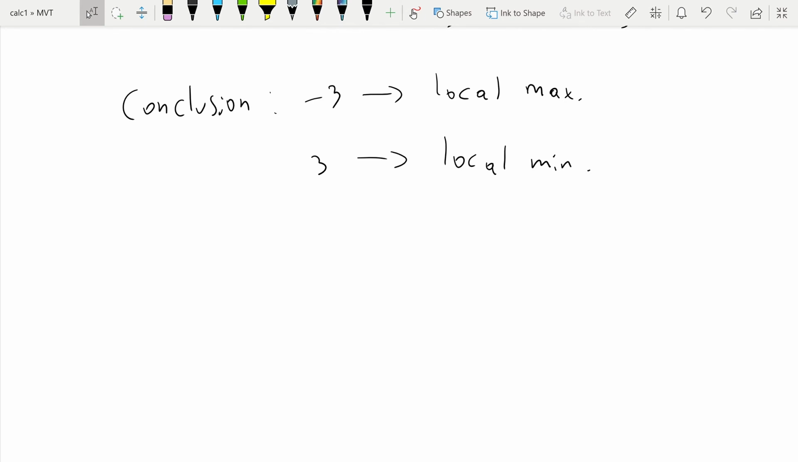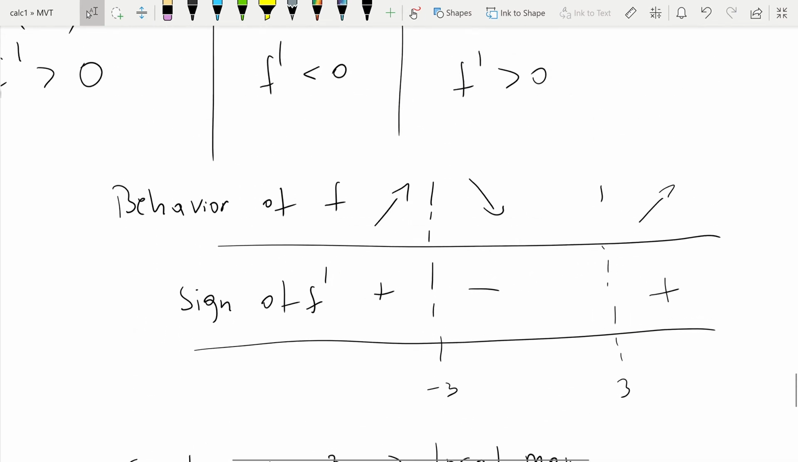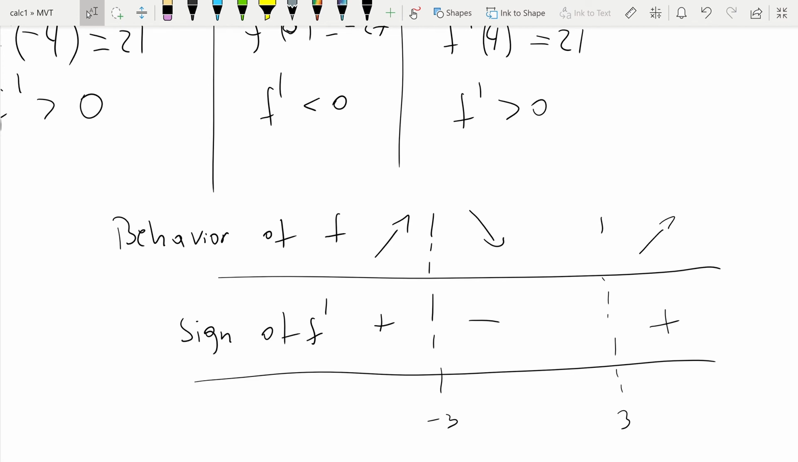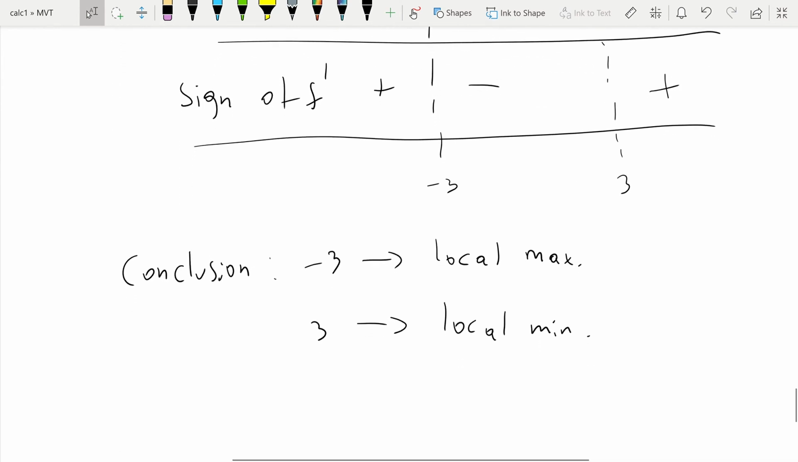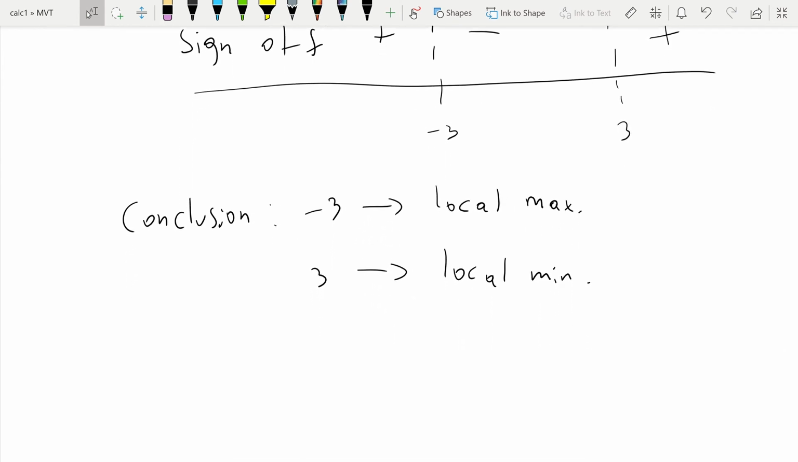Okay, so this is the conclusion that can be drawn from the knowledge of the behavior of f before and immediately after the critical point. Here, at minus 3, as we said, the function is increasing before minus 3 and decreasing after minus 3, and for the same reason, it is decreasing up until 3, and then starts increasing again. And so that's what allows us to conclude that minus 3 is a local max and 3 is a local min.